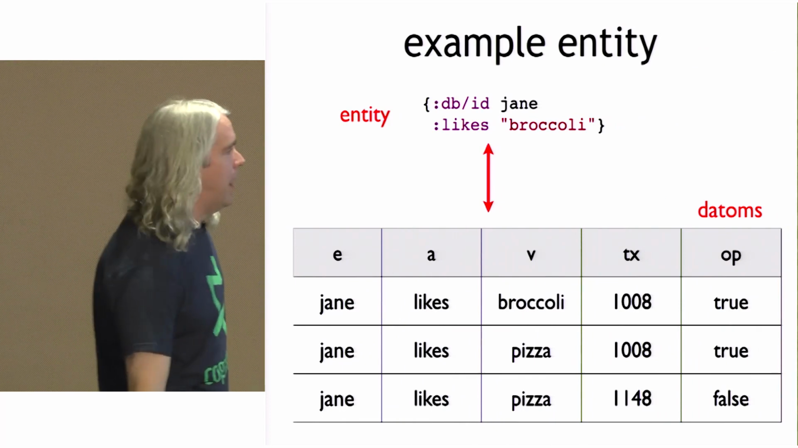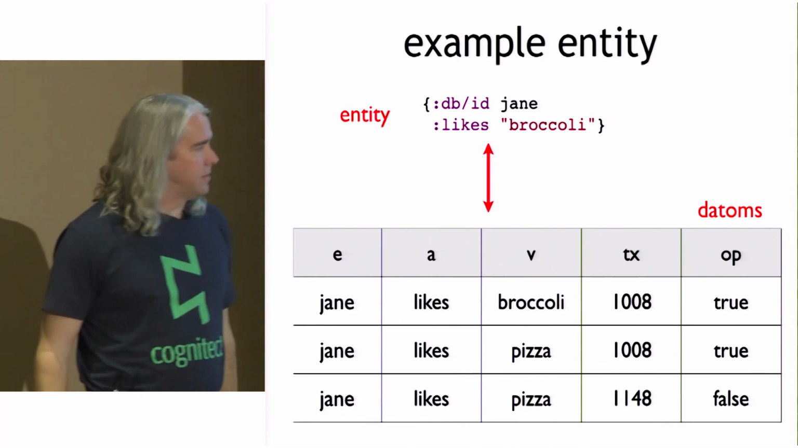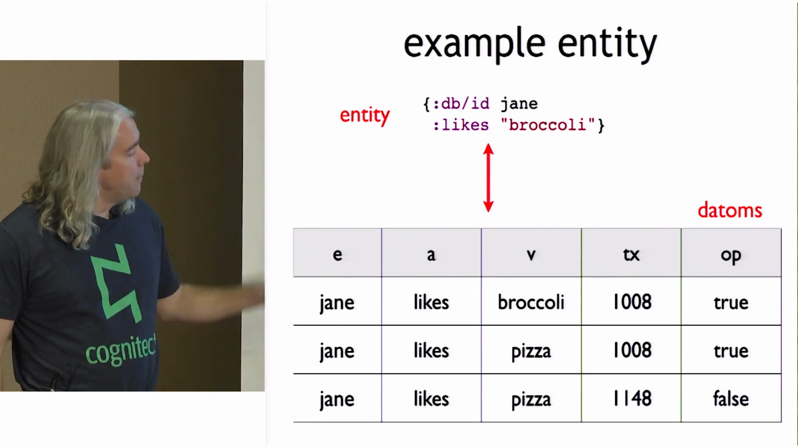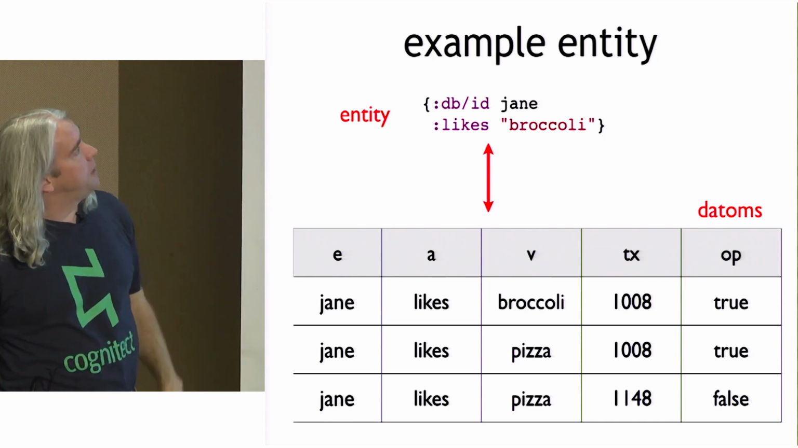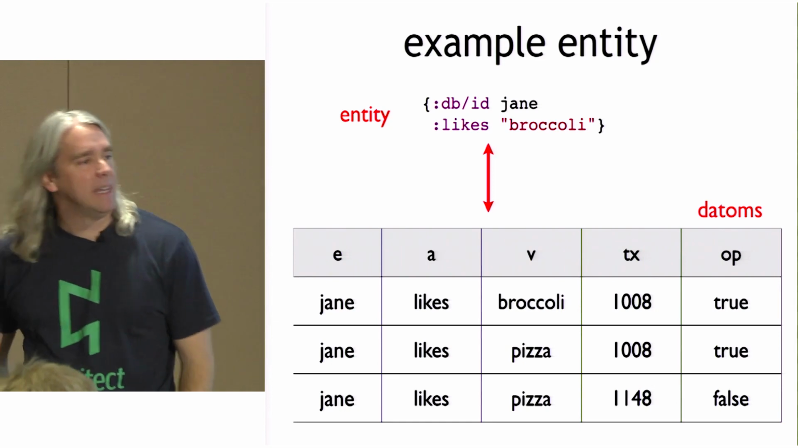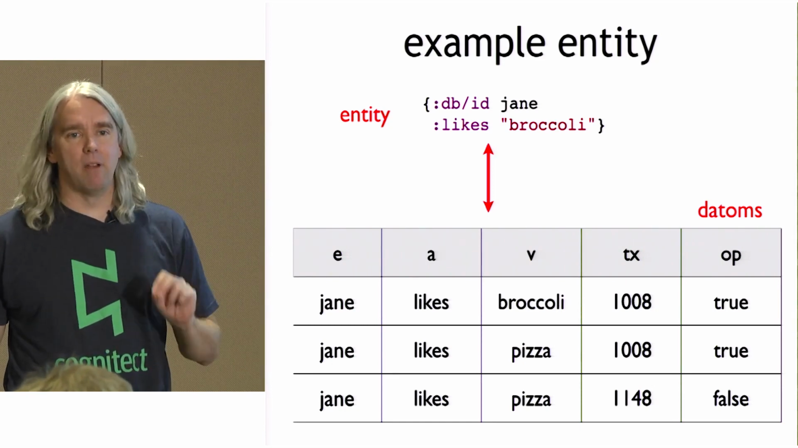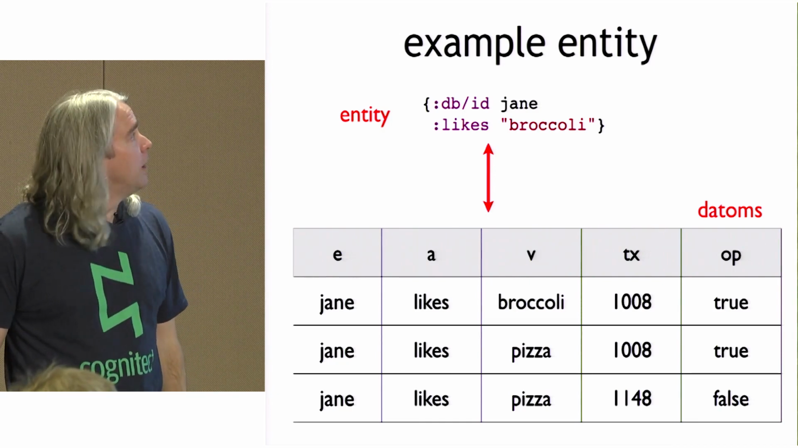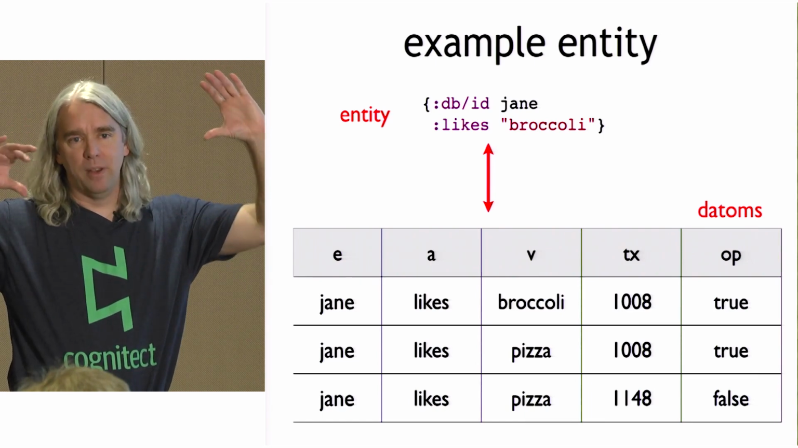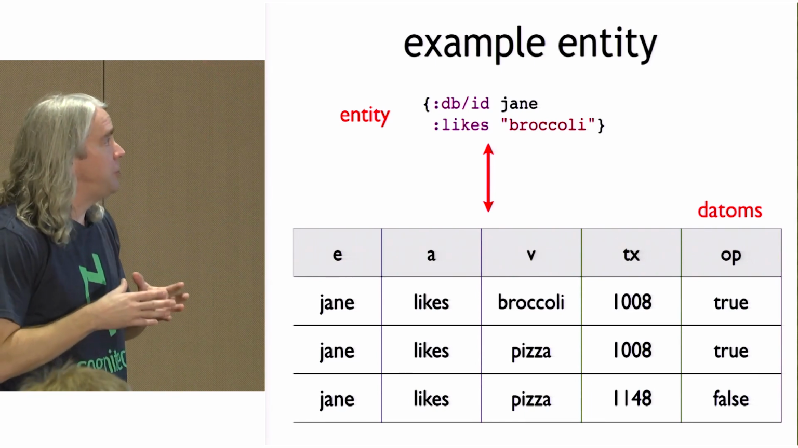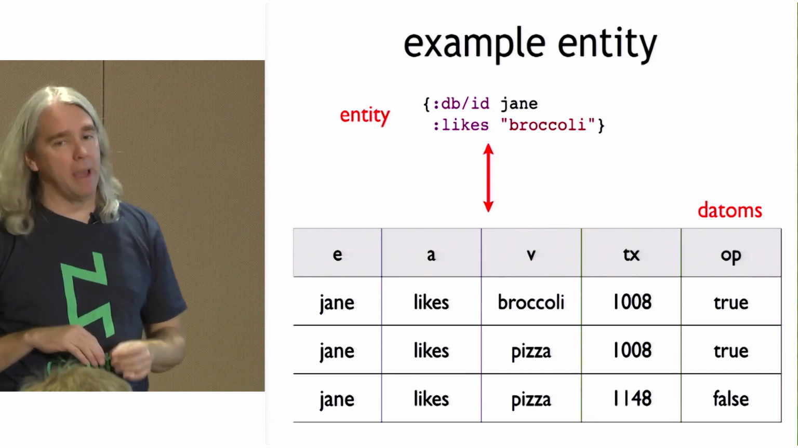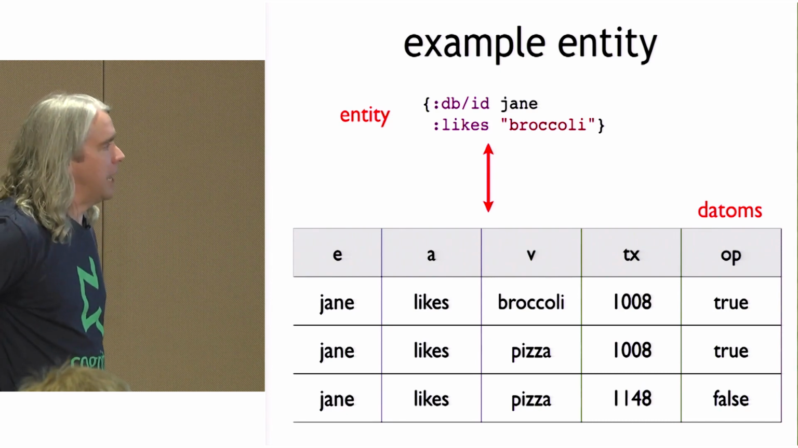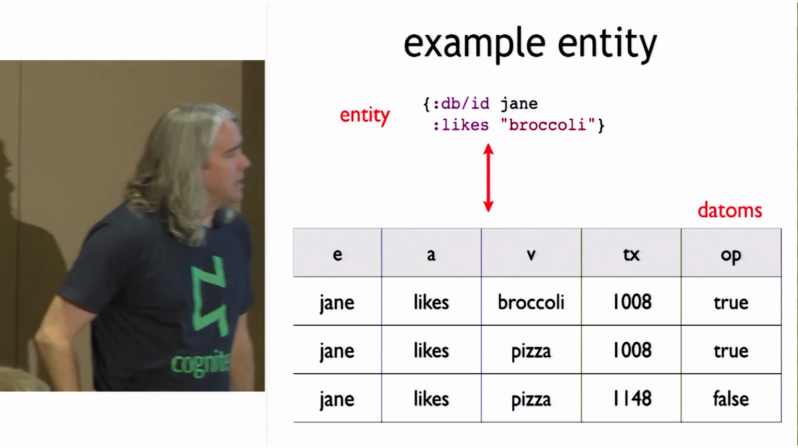So, here we have the same three datums we had before. Jane likes broccoli as of 1008. Jane likes pizza as of 1008. Jane likes pizza not as of 1148. The entity view of that is there's a DB ID. That's a special name. That's the name in entity land that represents the entity that we're talking about. And then Jane likes broccoli. So an entity looks like a map, and notice that it's even printed as a map. Right? The EDN notation for it looks like a map. So it says Jane likes broccoli. If we knew more things about Jane, Jane might also have height or education or whatever else we were tracking about Jane. Why doesn't it say anything about pizza?